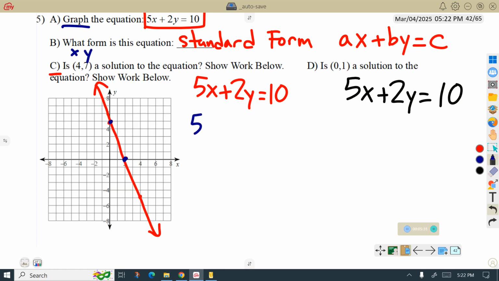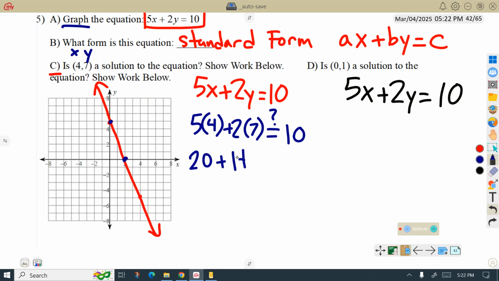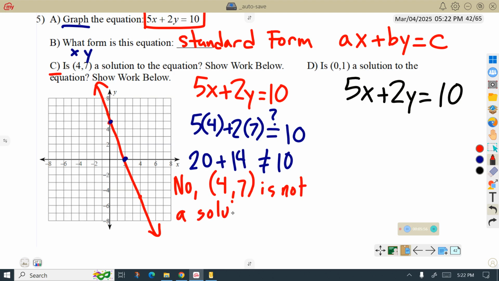So in this case, we're going to do 5 times 4 plus 2 times 7, right? And we want to check, is it equal to 10? Okay? And you guys, I hope, have seen that we did this a lot of times, that no, this is 20 plus 14. Okay, that's not equal to 10. And so we know that we can make this statement, no. Okay, the point (4, 7) is not a solution to this equation.